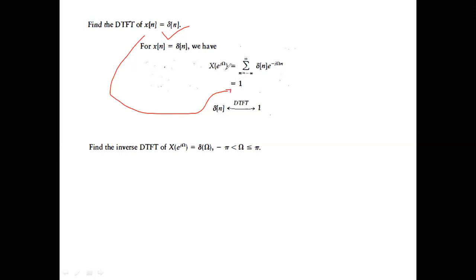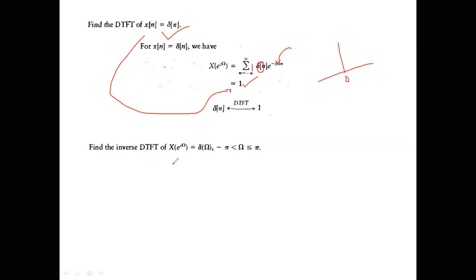X of e to the power j omega is the sum of x of n e to the power minus j omega n. Since delta n exists only at 0, we simply substitute where its value is 1. In place of delta n, we substitute 1, and e to the power 0 is 1. No summation is needed, there is only one value. So the answer is 1.